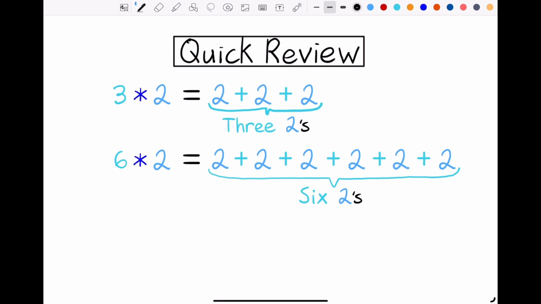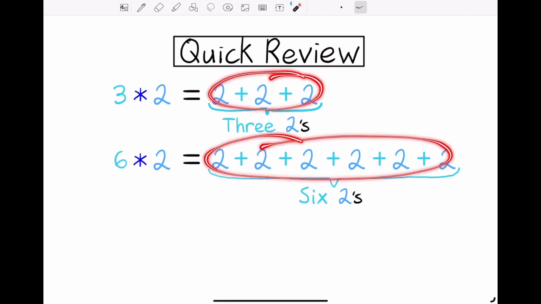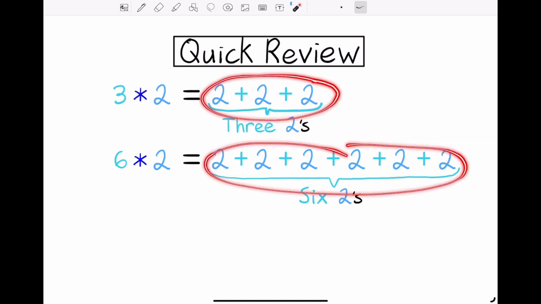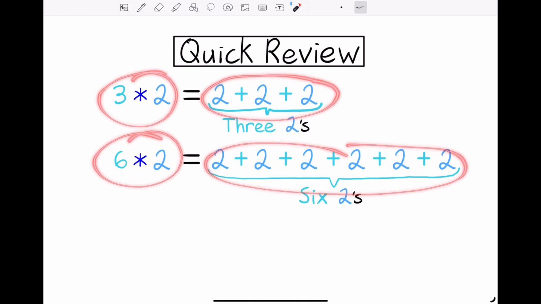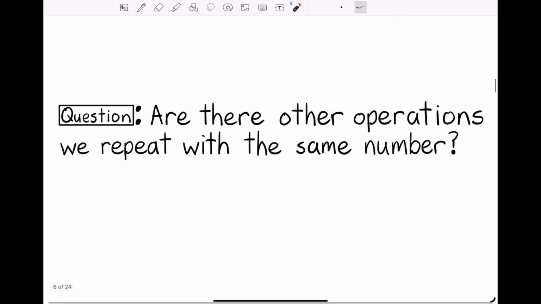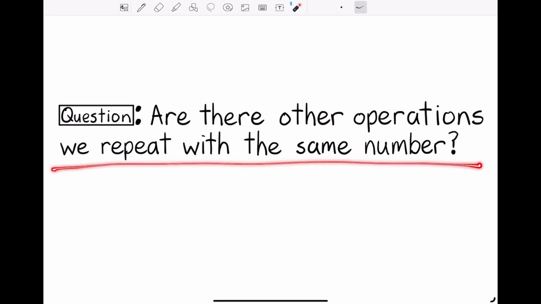So far, we have reviewed repeated operations by reviewing repeated addition. And then we saw how we could rewrite repeated addition as multiplication. We also rewrote the multiplication operator with the asterisk. But now the question is, are there other operations we can repeat with the same number?